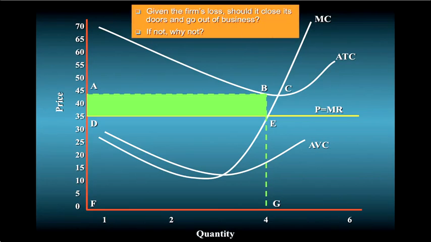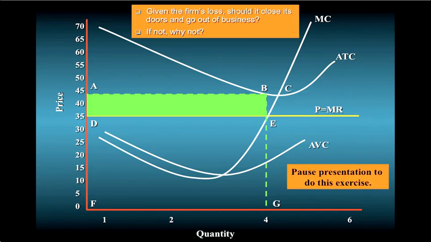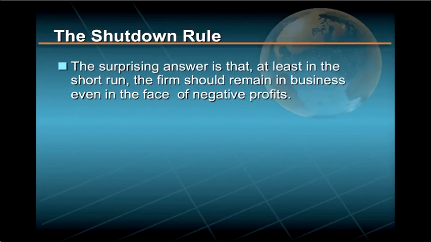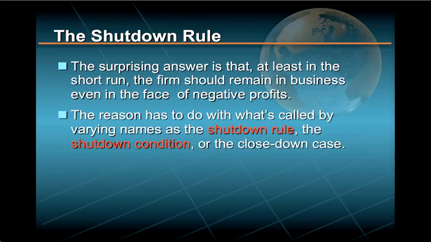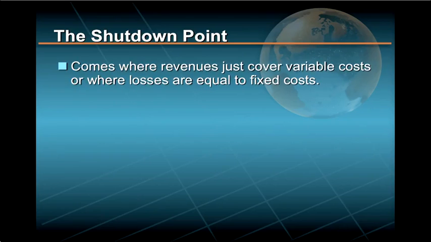Now here's a harder question. Given the firm's loss, should it close its doors and go out of business? If not, why not? The perhaps surprising answer is that, at least in the short run, the firm should remain in business, even in the face of negative profits. The reason has to do with what's called by varying names the shutdown rule, the shutdown condition, or the close-down case. The shutdown point comes where revenues just cover variable costs or where losses are equal to fixed costs.